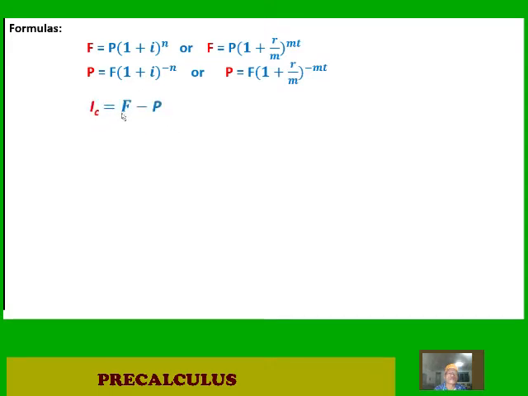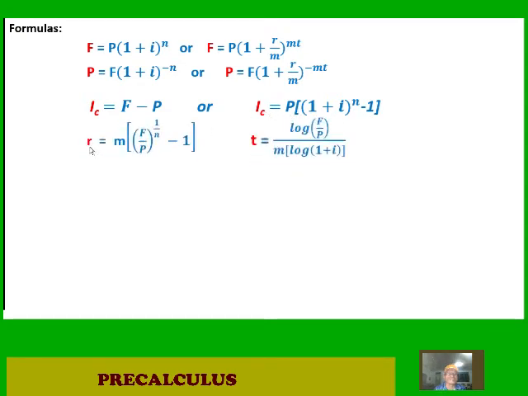Compound interest is equal to future value minus present value, maturity value minus present value. Or this formula: the nominal rate is equal to M, the number of compounding periods per year, times quantity F over P raised to 1 over N, minus 1.